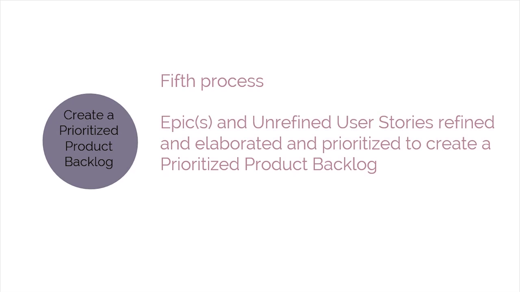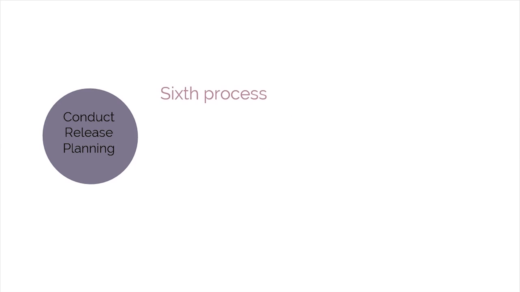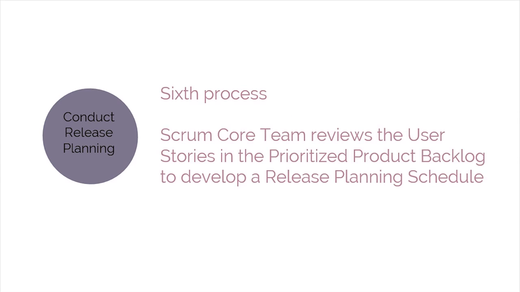Create Prioritized Product Backlog is the next process. In this process, epics and unrefined user stories are refined and elaborated, then prioritized to create a prioritized product backlog for the project. The done criteria is also established at this point. The last process classified under the Initiate phase is Conduct Release Planning. In this process, the Scrum core team reviews the user stories in the prioritized product backlog to develop a release planning schedule, which is essentially a phased deployment schedule that can be shared with the project stakeholders.